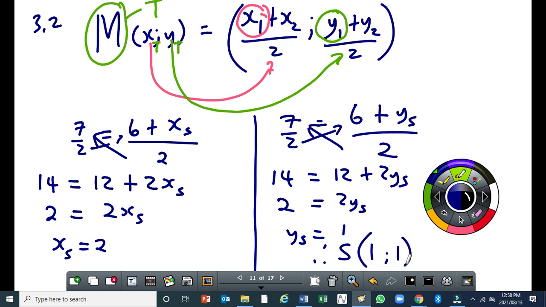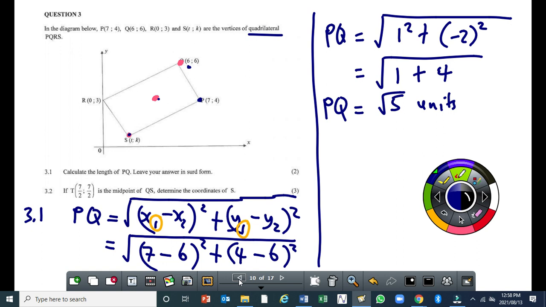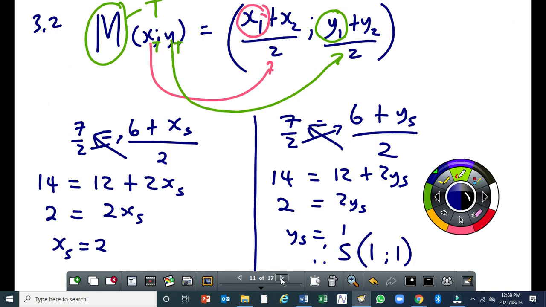Those coordinates of S are also provided in the next question, but you have to show that they are equal to 1 each. I hope you can see what I did there. I used the midpoint formula and created two equations, one in terms of x and one in terms of y. So be aware of it. So this is xs equal to 1. Any questions? All right, so let's move on to the next question.